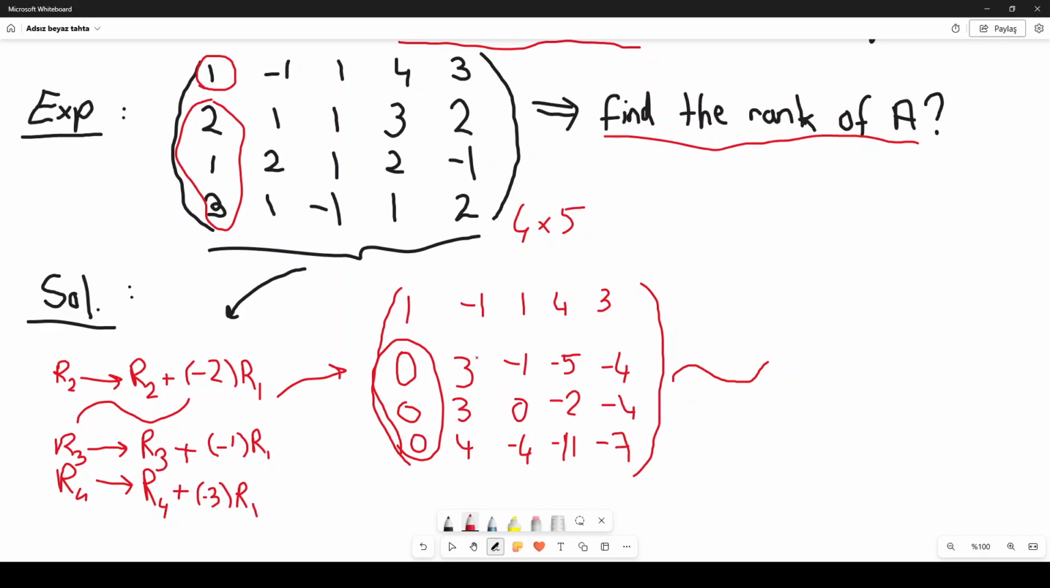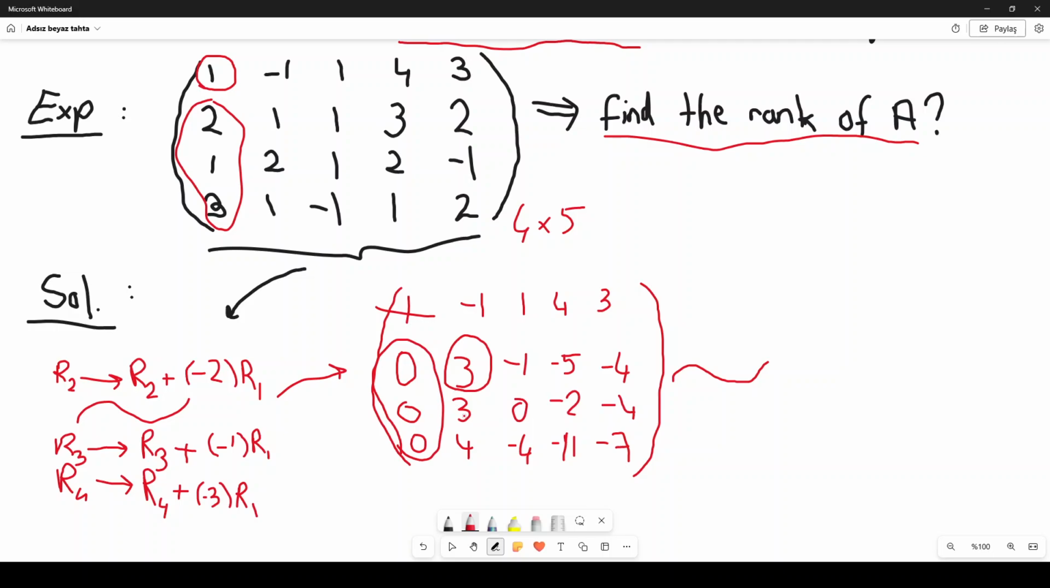Okay, then what should I do now? I'm done with the first pivot. Now I switch to the second pivot, right? I look at the second row and find if there is a pivot element, and the answer is yes, we have a pivot element right here, which is 3. Why? Because the second row is a non-zero row, and the very first entry from left to right which is not equal to 0 is 3.